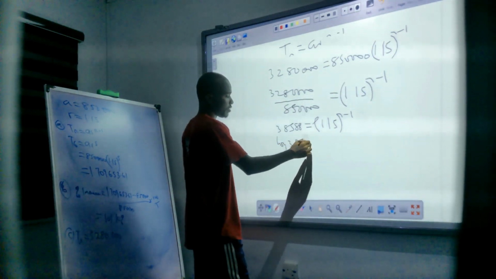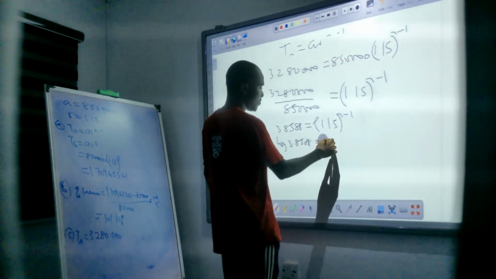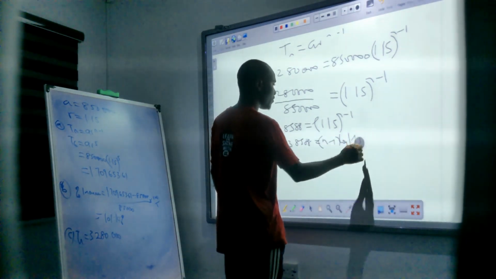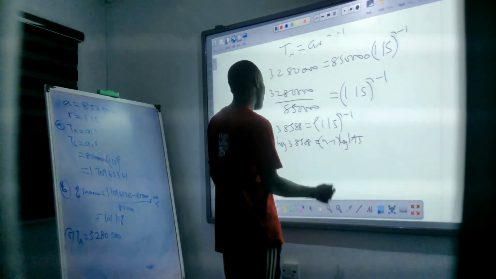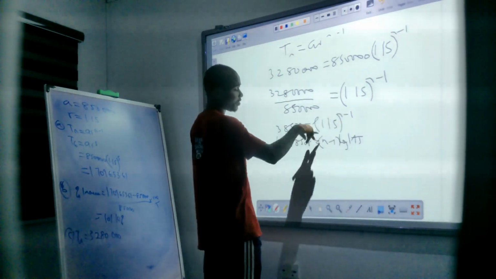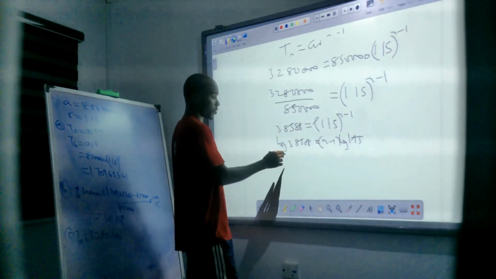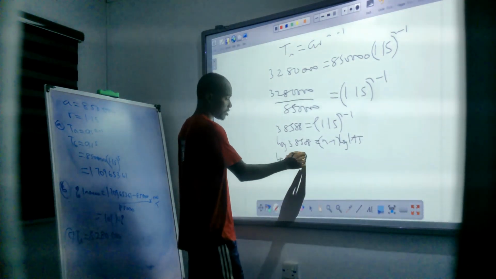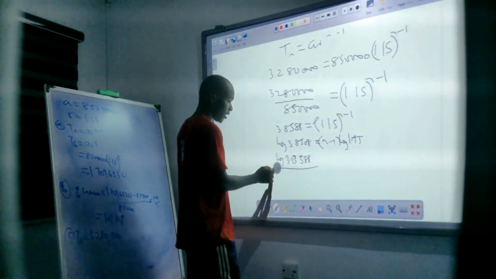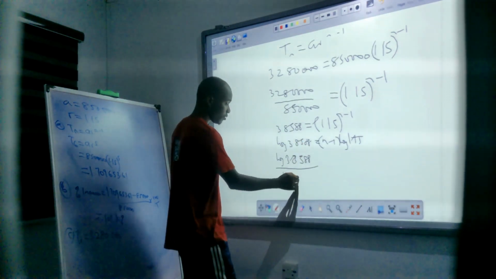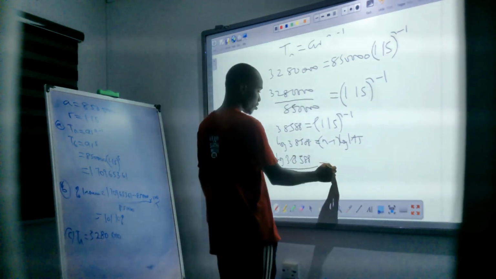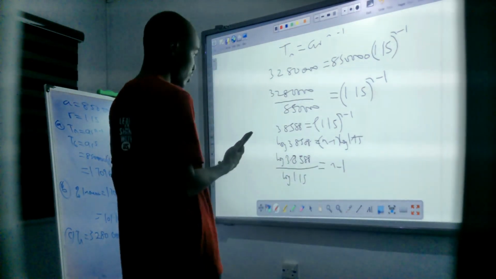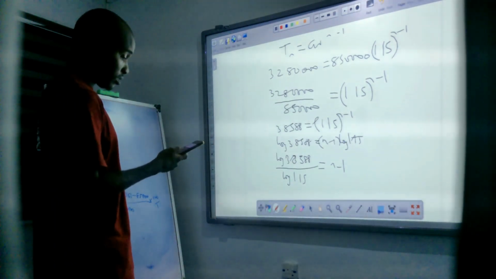So let's take the log of this. So we have log 3.8588 equals n minus 1 times log 1.15. I think I explained that earlier. When you take the log of this power, it becomes the product with the log of 1.15. So our answer will be log 3.8588 over log 1.15 equals n minus 1.